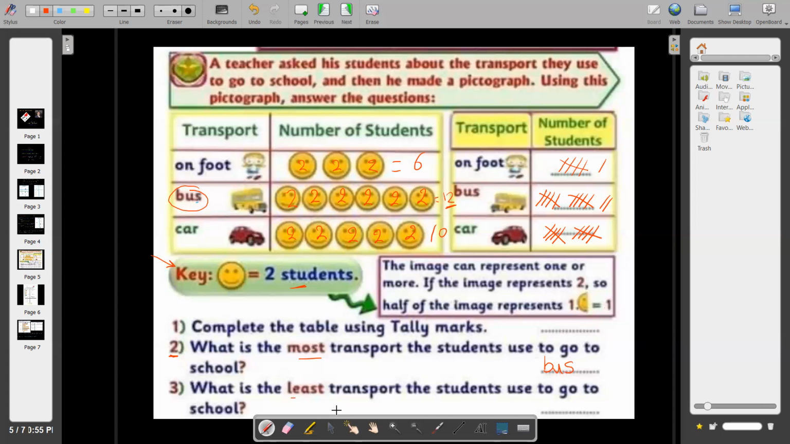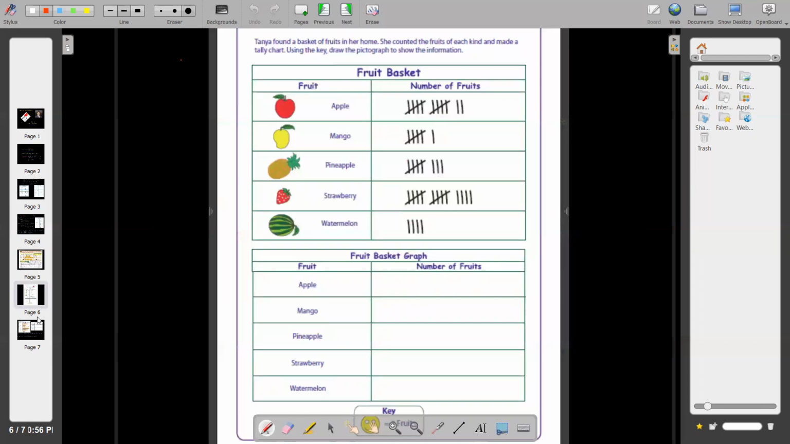What is the least transport the students use to go to school? The least, we will look for the smallest number. Here is 6. So we write here on foot. Okay, we completed the pictograph and we answered questions. Let's move to another example here.